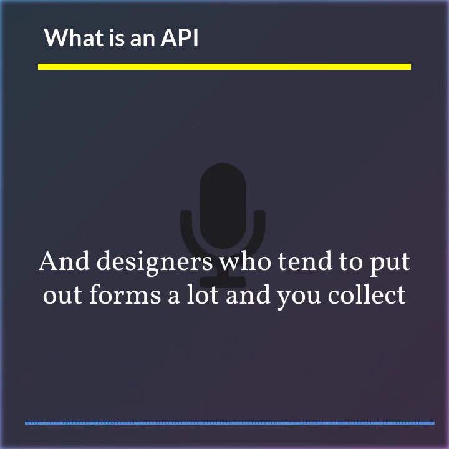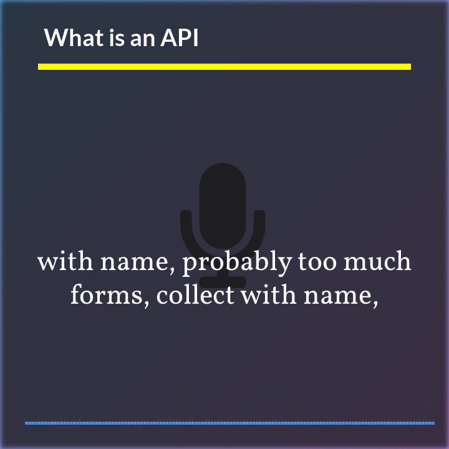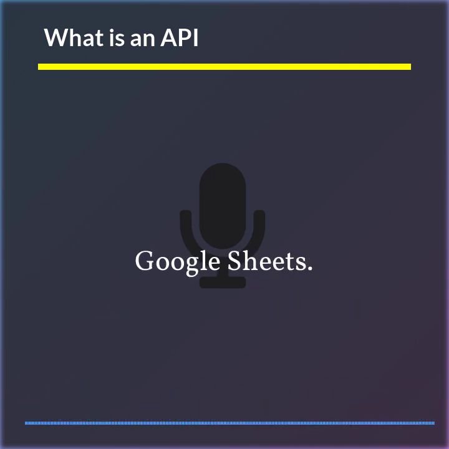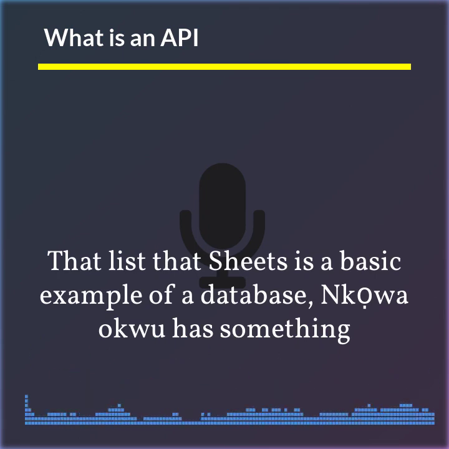As designers, we tend to put in forms a lot, probably too many forms. You collect people's names, collect their email, and then you can convert it to a Google Sheet and look at it for your research purposes. That list, that sheet, is a basic example of a database. Nkowoku has something like that.